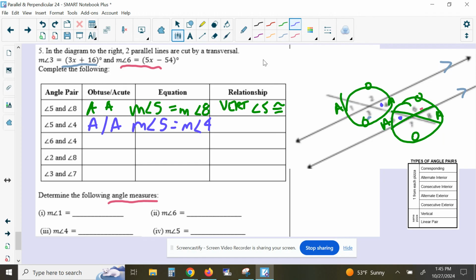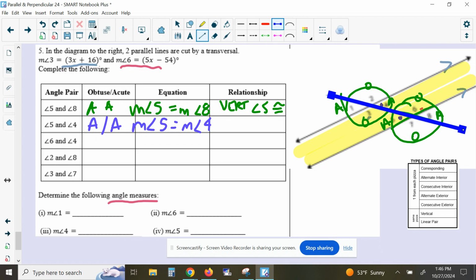If I look at them, now remember all your little things. You can have some colored pencils. You can see that this is the interior. This is the interior. And then we do have a transversal that goes right down the middle here that's blue. So you can always get your colored pencils out and color those so that you are less likely to make mistakes. Okay, so when I look at these two, this 5 and 4, they are both on the interior. They're both in the yellow area.